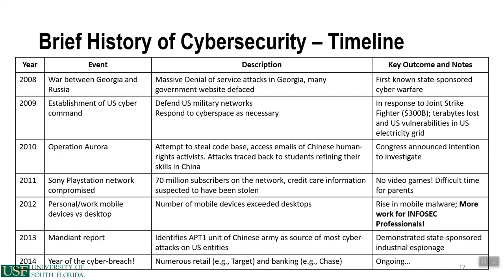In 2010, Operation Aurora happened, where there were attempts to steal the code base and access the emails of Chinese human rights activists. The attacks were traced back to students refining their skills in China, and Congress announced their intention to investigate. In 2011, the Sony PlayStation network was compromised, so 70 million subscribers had their credit card information suspected to have been stolen. There was also significant downtime of the Sony PlayStation network.